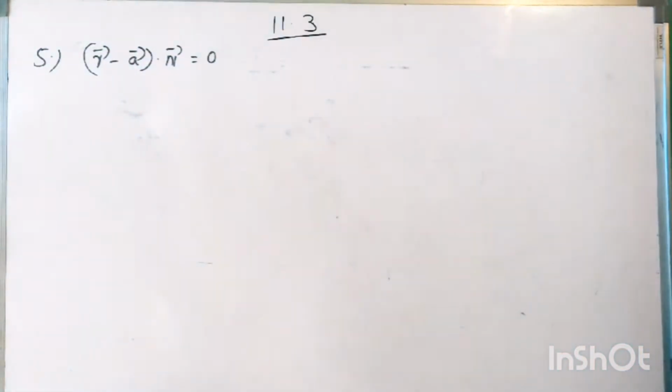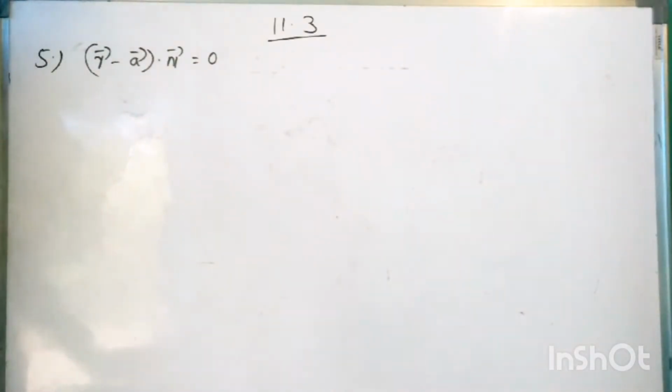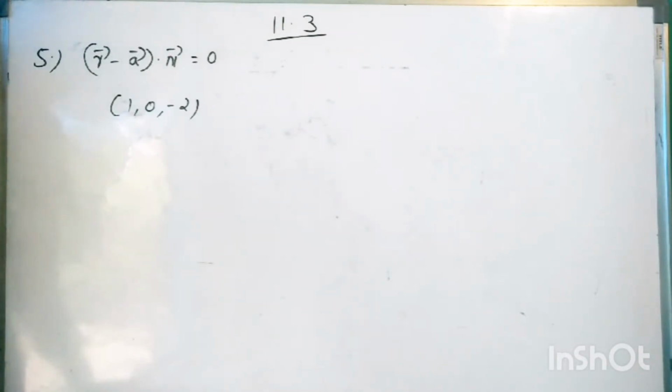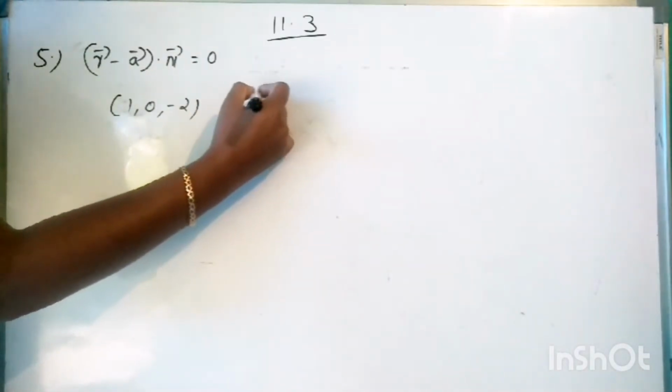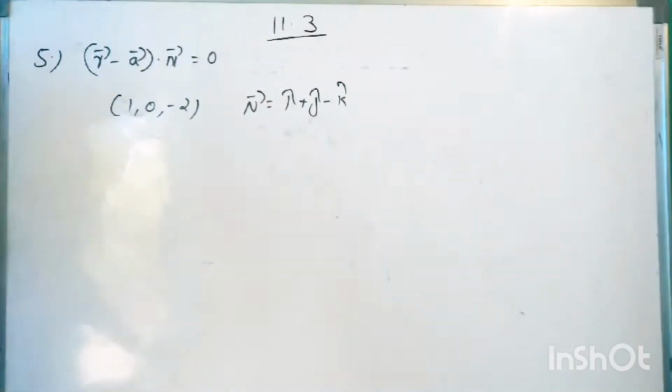So the normal and the point are given, then the equation of the plane is (r vector minus a vector) dot n vector is equal to 0. This is the equation of the plane. The given point is (1, 0, -2) and the given vector n is i + j - k.